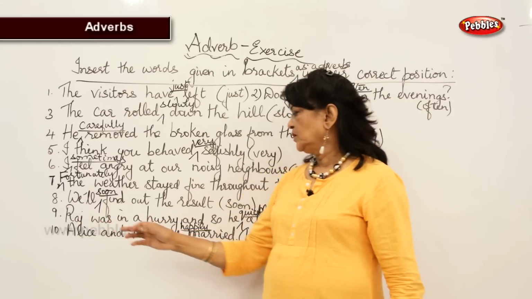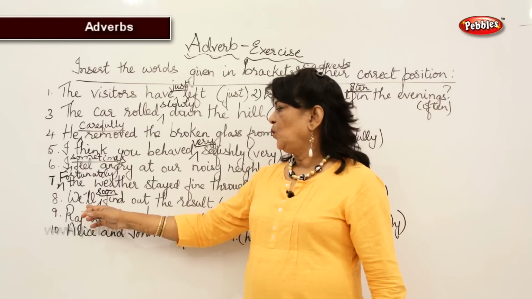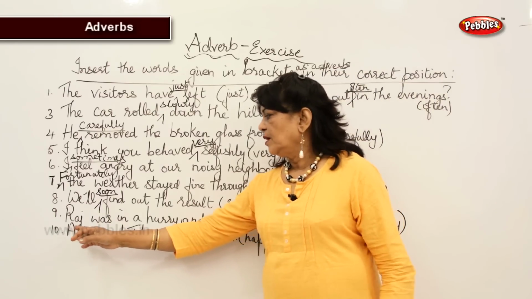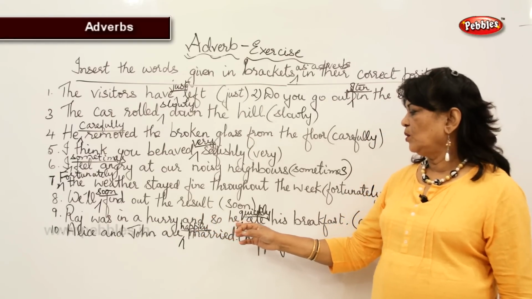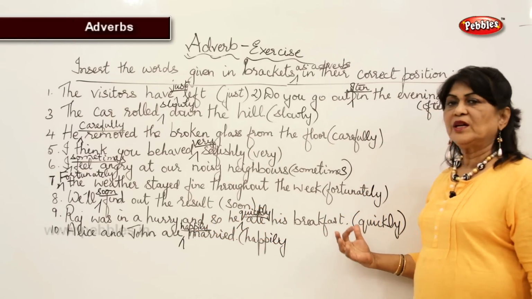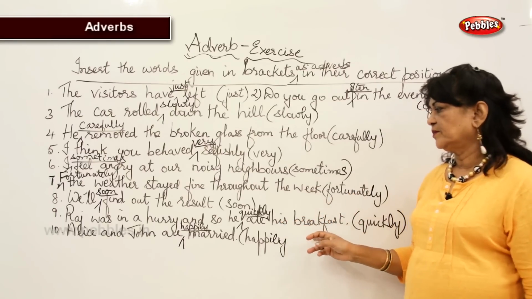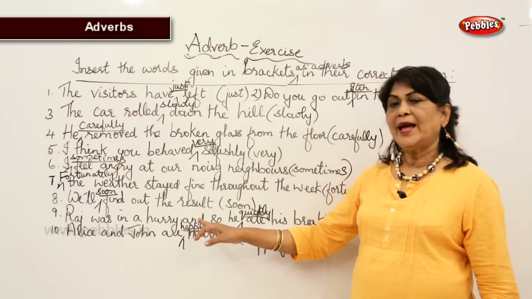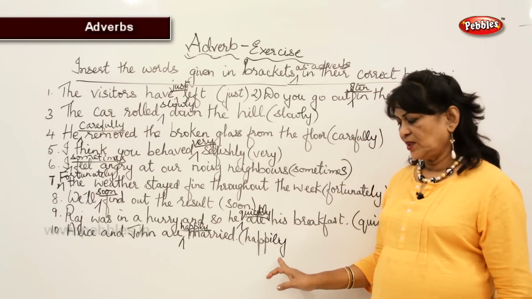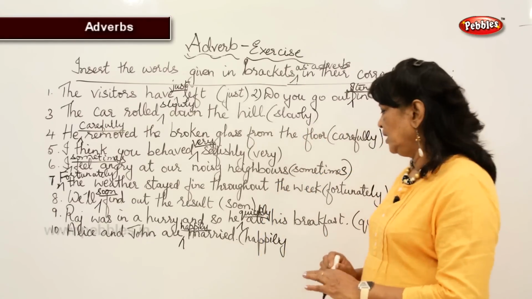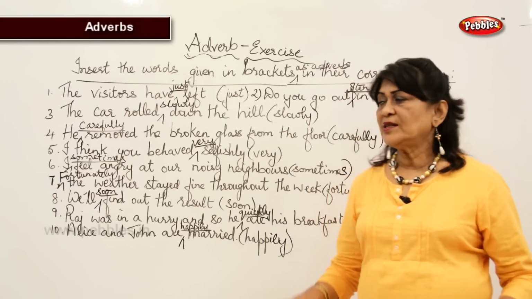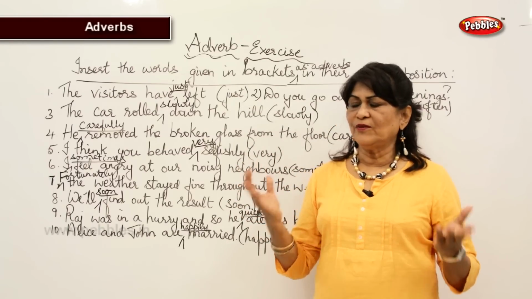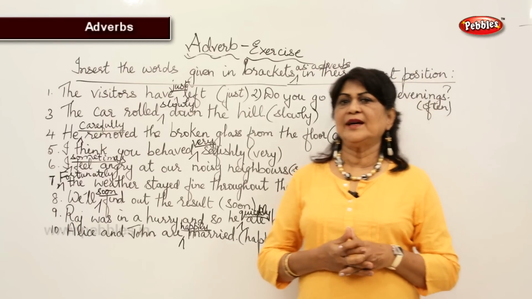Next one. Soon, we have inserted here. We'll soon find out the result. Next one. Raj was in a hurry and so he quickly ate his breakfast. We converted the word quick into quickly. The last one. Alice and John are happily married. We converted happy into happily and we inserted it here. So, have you understood now how to insert adverbs? They add more meaning to the verbs given in the sentence, and hence they are adverbs.